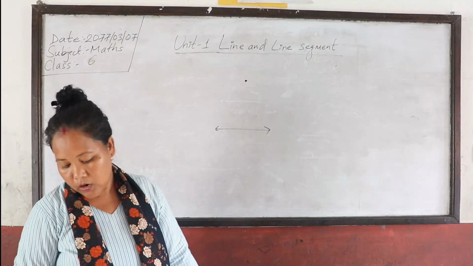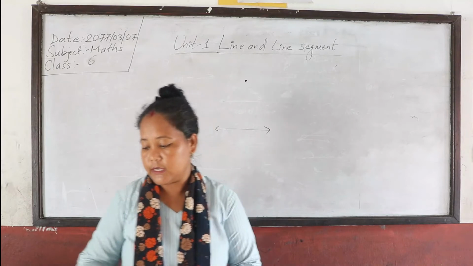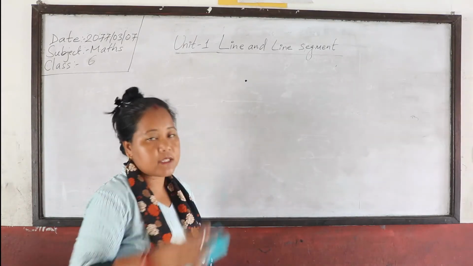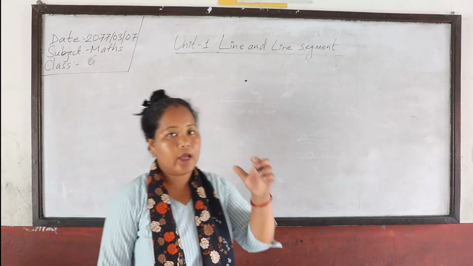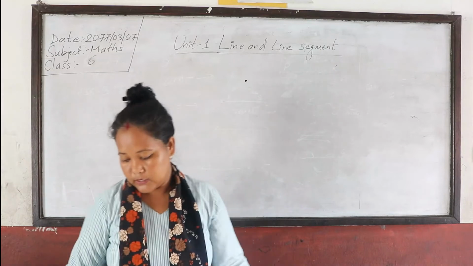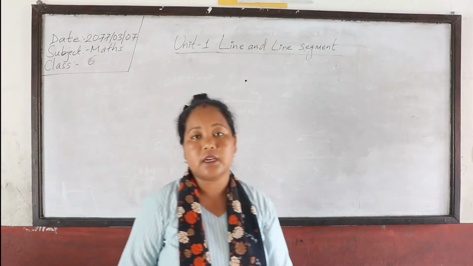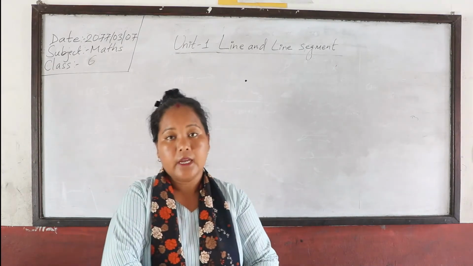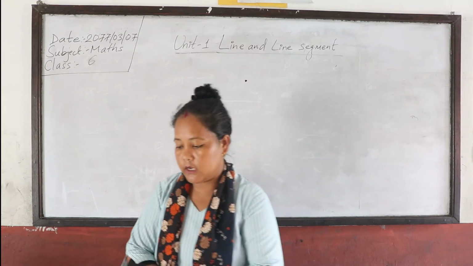Next, a line having fixed measurement is the line segment. I told you, a line segment is a part of a line which has fixed measurement. And next, a ray is a line which is closed in one end. A ray is a part of a line which has one endpoint.